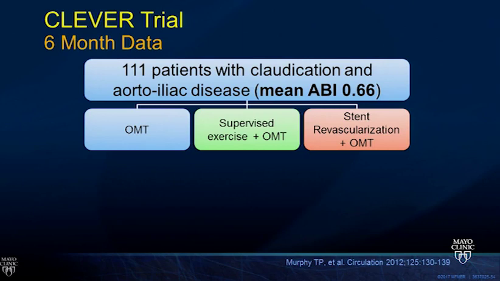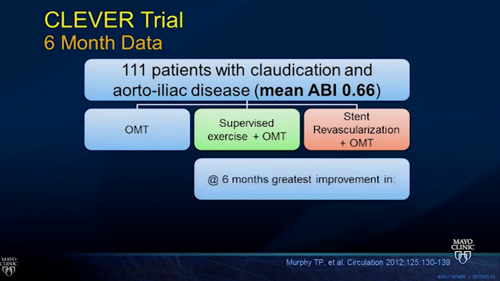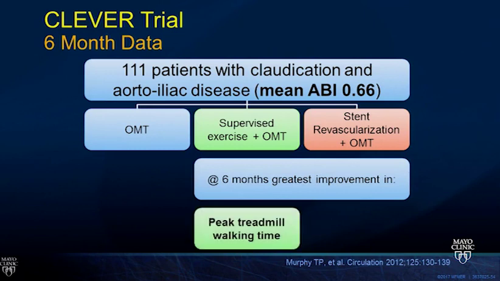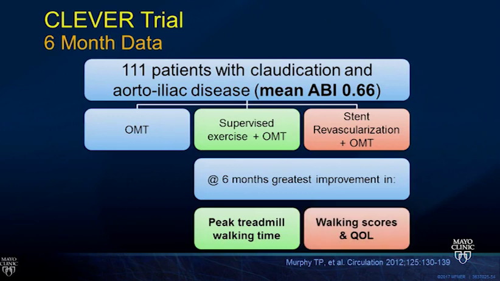It took a little over 100 patients who had claudication and aortoiliac disease and ABI less than 0.7, so clear PAD, and randomized them to optimal medical therapy, supervised exercise plus OMT, or stent plus OMT. What they found is at 6 months, the greatest improvement in the exercise group was in their exercise walking time. But in the stent group, they actually had better walking scores and quality of life. So both the exercise and the stent group improved in terms of their functional abilities.